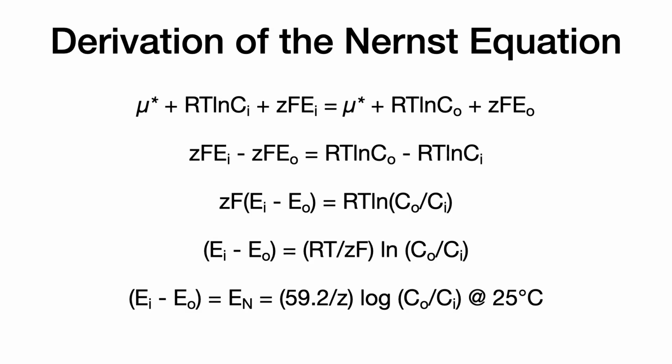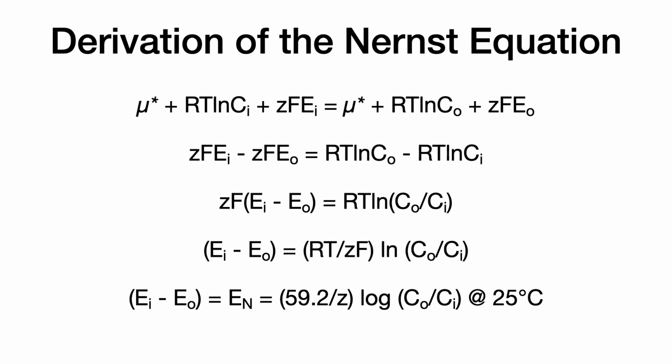So the Nernst equation is derived by setting up a comparison of two compartments at equilibrium. On the left-hand side of the equal sign, we have a subscript I for inside, and on the right-hand side, we have a subscript O for outside. And so since we are at equilibrium, mu star plus RT log of CI plus ZF E sub I is equal to what's on the outside as well.